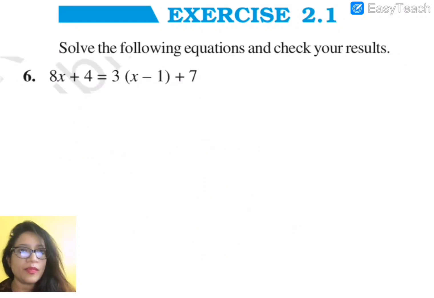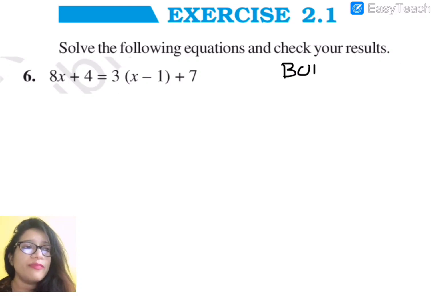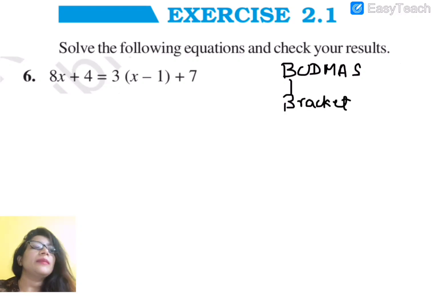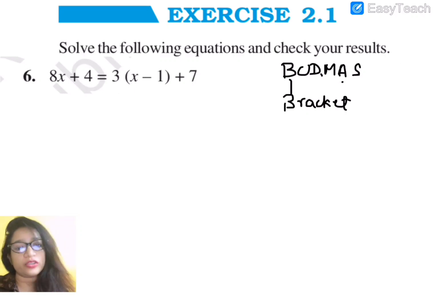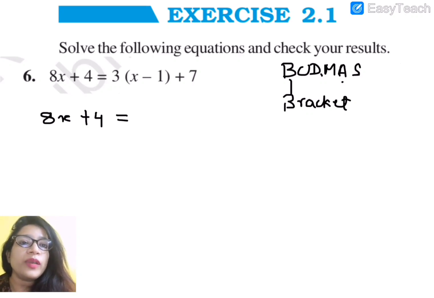Oh my God, what a question. 8x plus 4 is equal to 3 into bracket x minus 1 plus 7. Whenever this type of question comes, you should follow the rule of BODMAS. According to this rule, first you should always solve the bracket, and then you can do multiplication, addition and subtraction. So let's rewrite 8x plus 4 as it is, and on the right hand side we can write 3 into x.